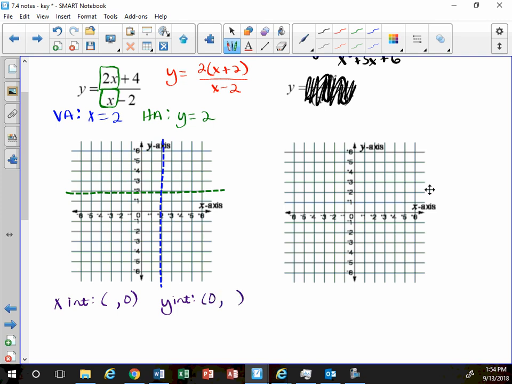So let's do our y-intercept first, because that's actually easier. If I plug a 0 into the x, and you can do it in the factored one or the original one, if these are both zeros, what am I left with? So 4 divided by -2 is -2. So 0, -2 is my y-intercept. I know it's towards the bottom, sorry guys.